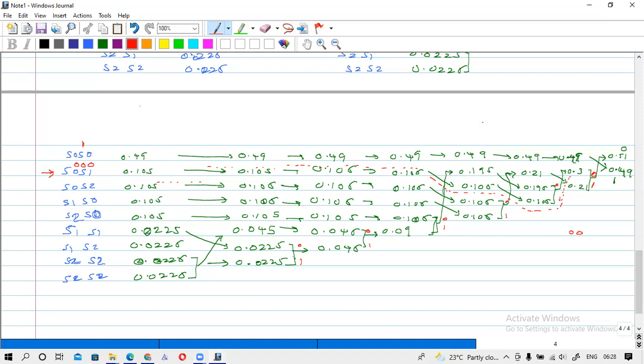Okay, let's check it again. Okay, so anyway, I will try to find the method. I will try to find the error.